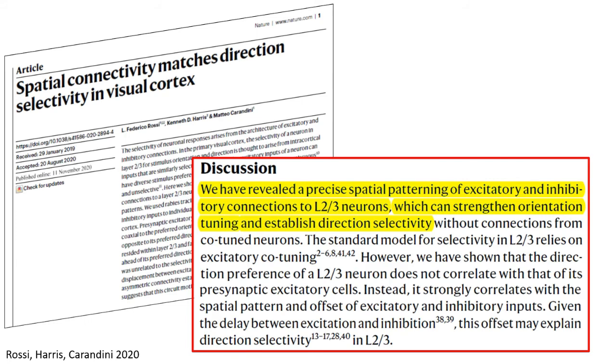Rossi et al. summarized their findings like this. We have revealed a precise spatial patterning of excitatory and inhibitory connections to layer 2-3 neurons, which can strengthen orientation tuning and establish direction selectivity without connections from co-tuned neurons. The standard model for selectivity in layer 2-3 relies on excitatory co-tuning. However, we have shown that the direction preference of a layer 2-3 neuron does not correlate with that of its presynaptic excitatory cells. Instead, it strongly correlates with the spatial pattern and offset of excitatory and inhibitory inputs. Given the delay between excitation and inhibition, this offset may explain direction selectivity in layer 2-3.